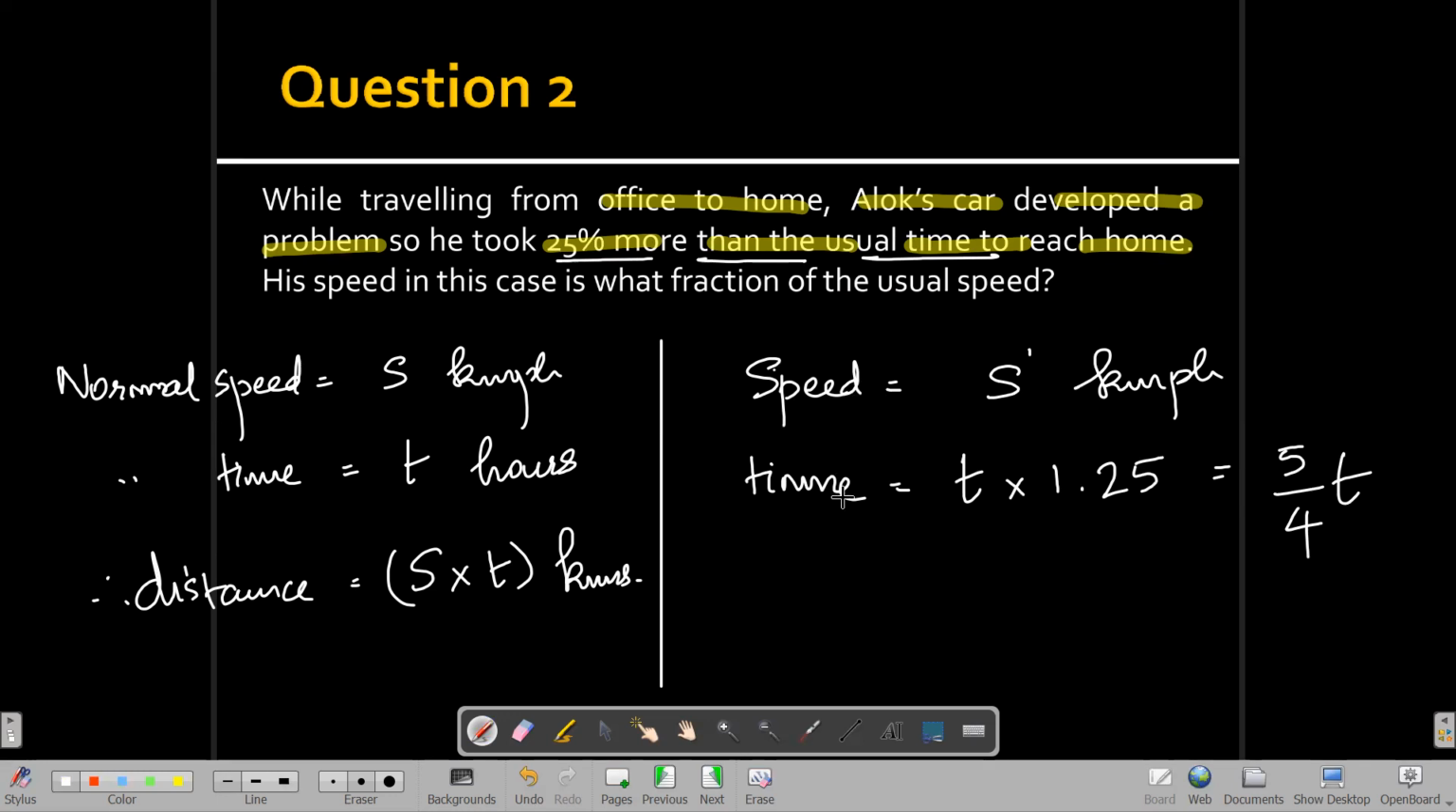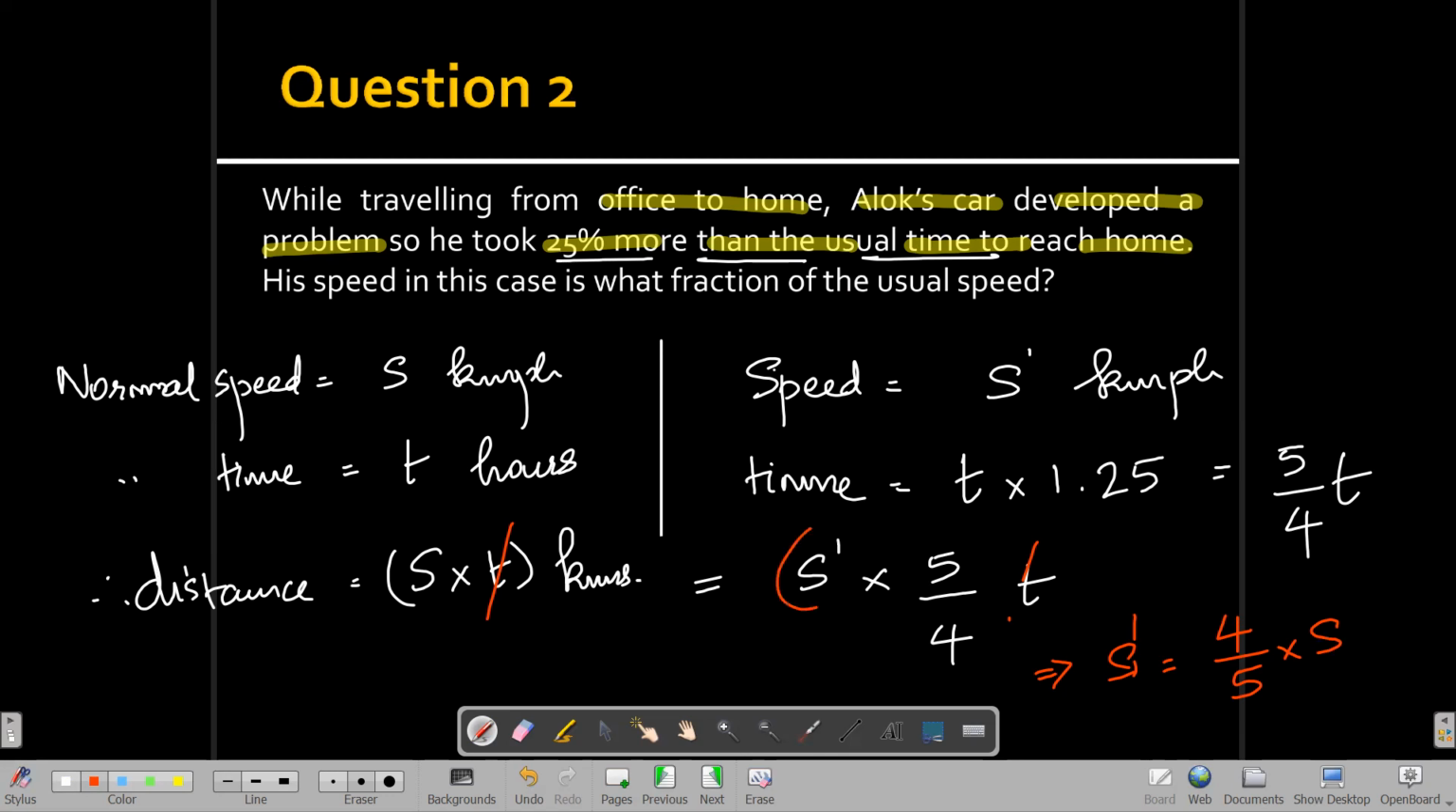But with this speed and in this time, the same distance is covered. So you can now equate these two. That is s into t is nothing but s dash into 5 by 4 t. So we can see that the t gets cancelled, and from this I can see that s dash, that is the speed in this new case, is equal to 4 by 5 times the usual speed. S dash is 4 by 5 times s.